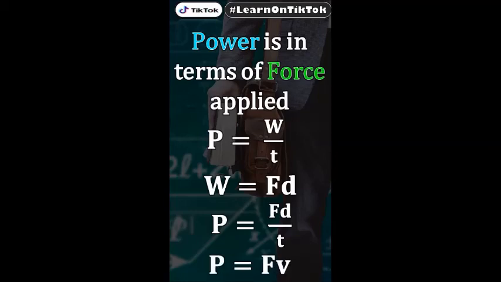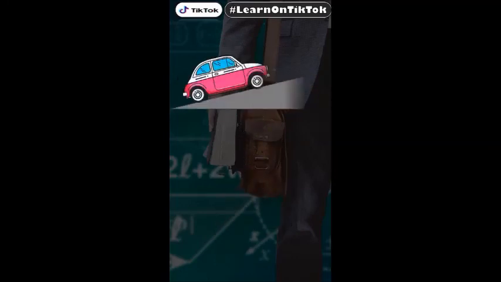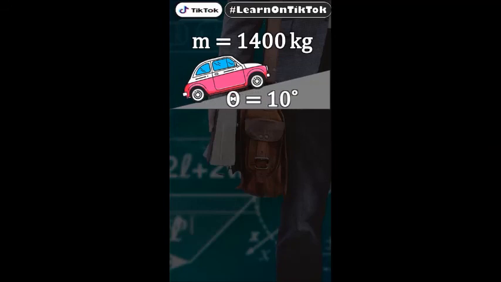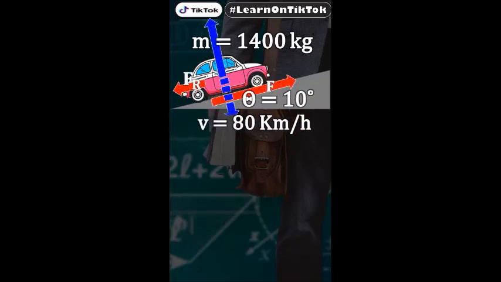Let's apply this equation. Calculate the power required of a 1400 kilogram car when it climbs a 10-degree hill, at a steady speed of 80 km per hour. Assume the retarding force of the car is 700 newtons. This is due to air resistance and friction that retards the motion.